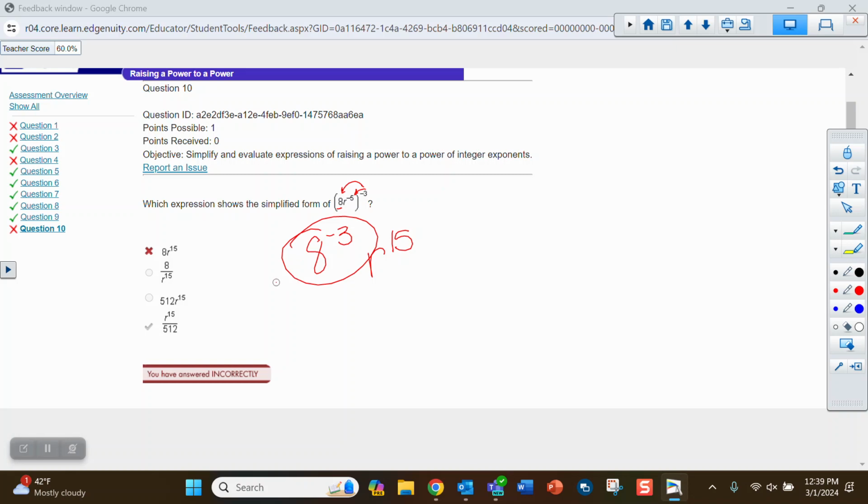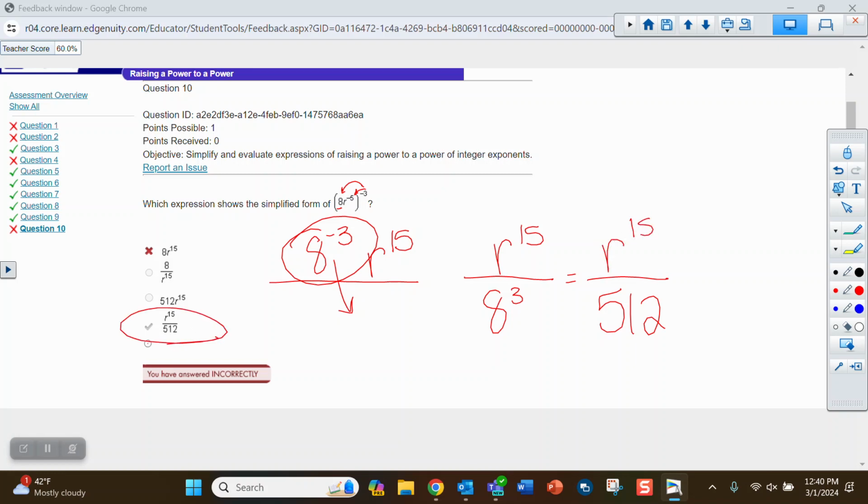So here's a piece that has that negative exponent. I need to move it down into the bottom. So r to the 15th over 8 to the 3rd. 8 times 8 times 8 is 512, and there is your simplified correct answer.